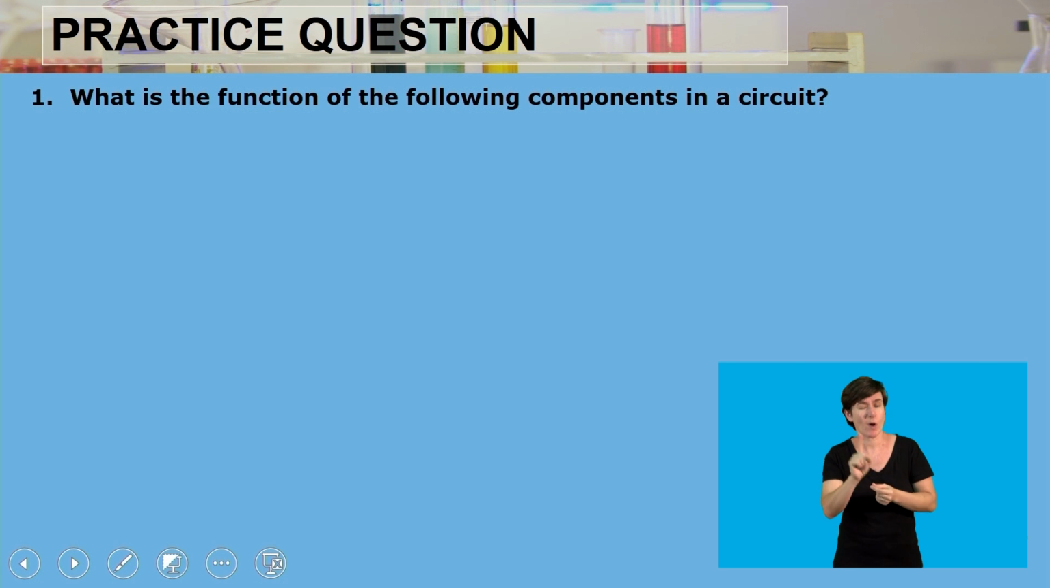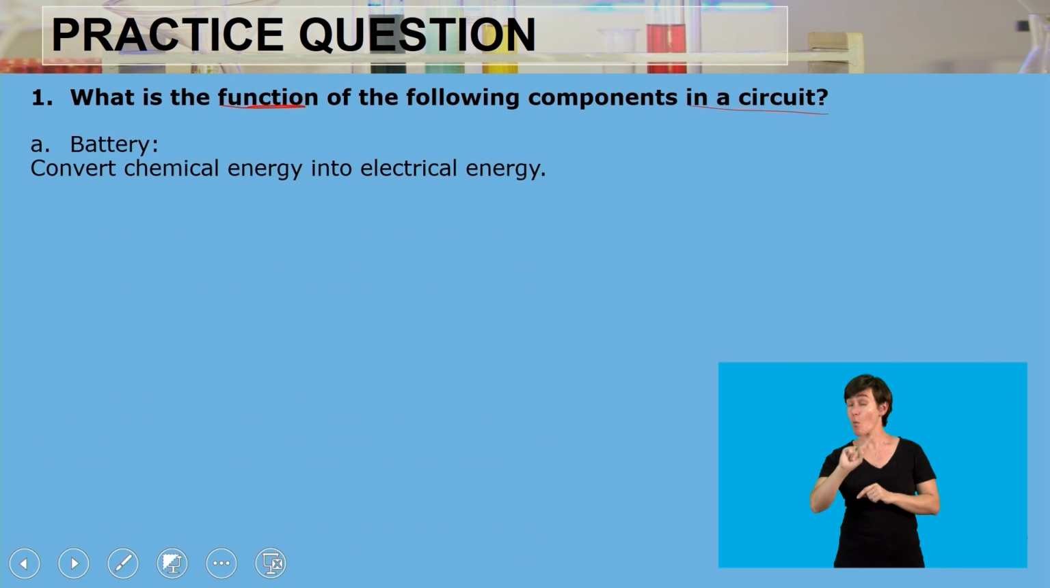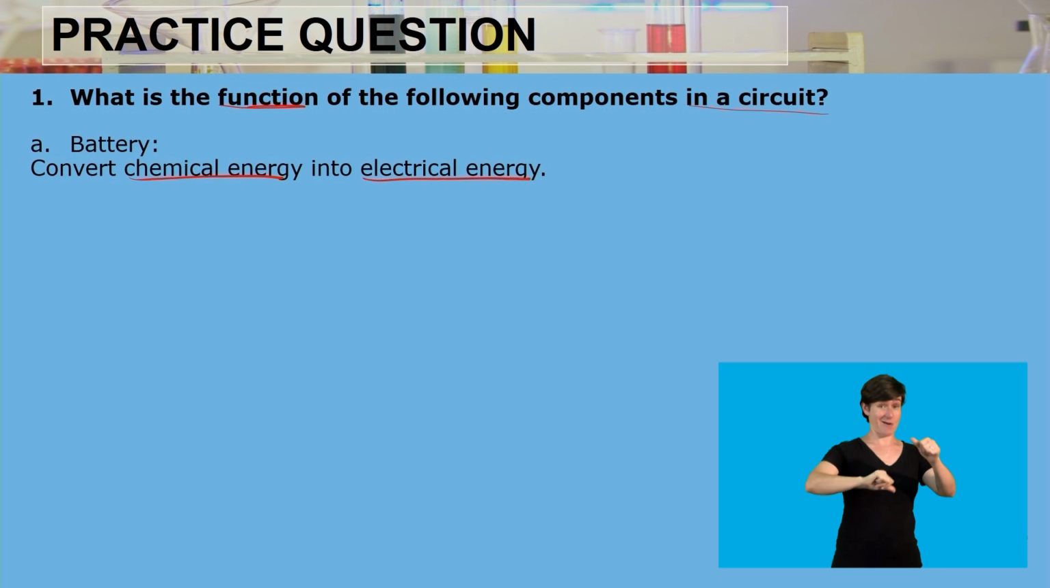So the first component that we have is a battery. We need to answer this question by giving the function of a battery in a circuit. A battery, we should know, is used to convert chemical energy into electrical energy. Remember that the battery converts the chemical energy into electrical energy by pushing the electrons from one terminal to the other terminal.